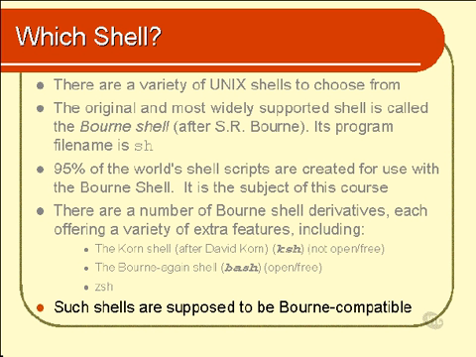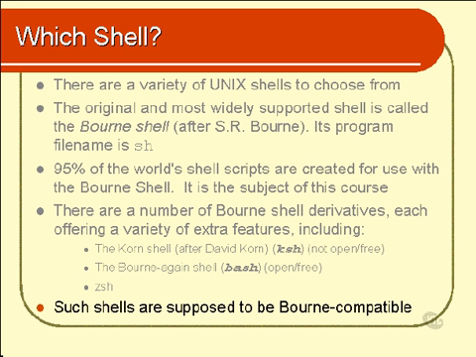These shells are supposed to be Bourne compatible. What does it mean to say that a shell is Bourne compatible? If you've written a script to be interpreted using the Bourne shell, then it will theoretically be able to be run by these shells as well. In other words, you could take your script and run it using the Korn shell as the interpreter, or the Bourne Again shell.